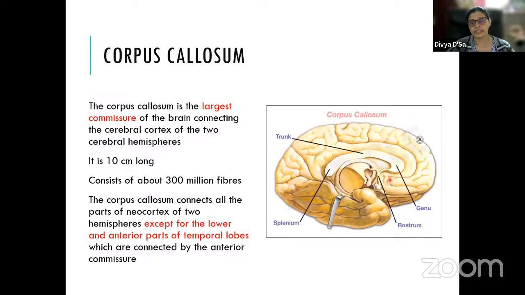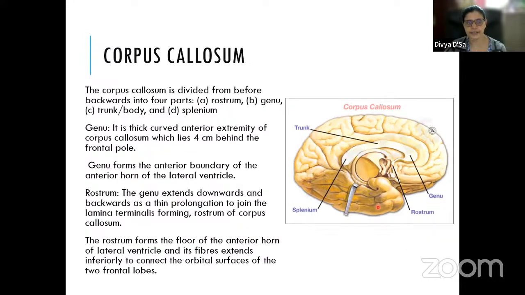It is about 10 centimeter long and has about 300 million fibers it will be carrying within it. You should remember that the corpus callosum connects all the parts of the neocortex of the two hemispheres, except for the lower and anterior parts of temporal lobe. Except for this portion, rest everything it connects.